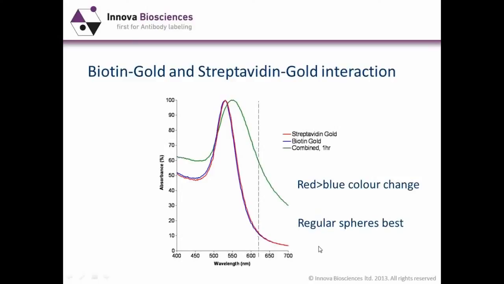Now with this type of application, regular spheres are best because they have the lowest signal in this region. Remember, this is our shape-dependent area. If there's any aggregation or unwanted aggregation or any irregularities, you will get higher signal in this region. So regular spheres are great because you see a huge shift when the particles interact.